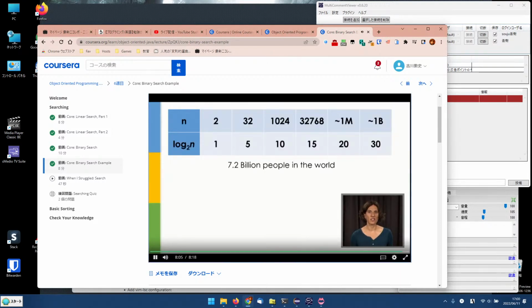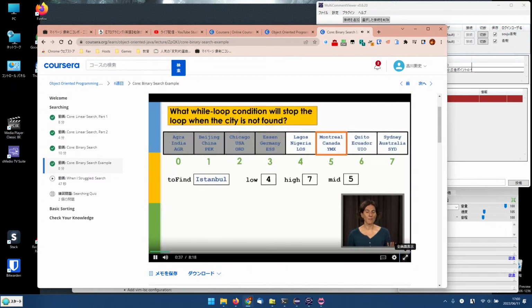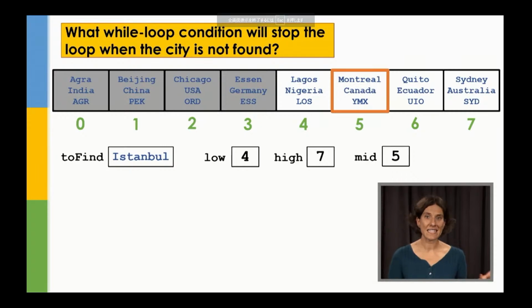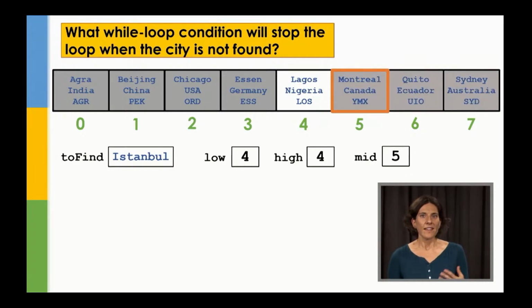Talking about extremely large data. In the middle of that list, I see Montreal. Montreal is not equal to Istanbul. Istanbul is alphabetically less than Montreal, so I'll again adjust my range appropriately. Now I'm down to just one element. I have a range that includes only one element, so high and low are the same. But that's okay, that's no problem. This is still a valid element that we can look at.